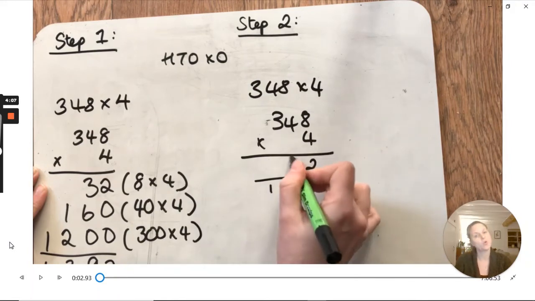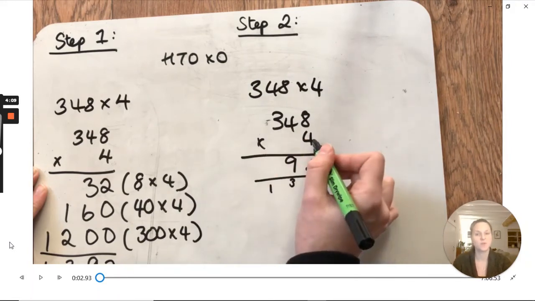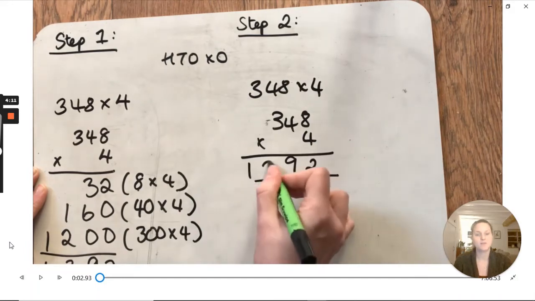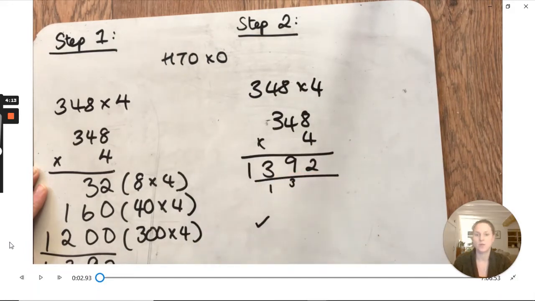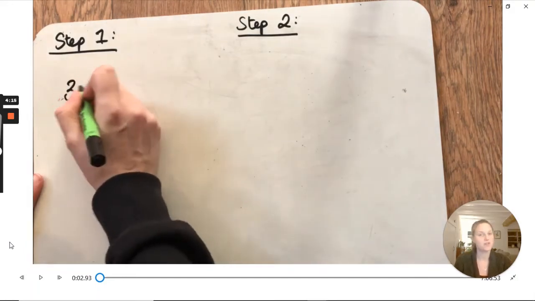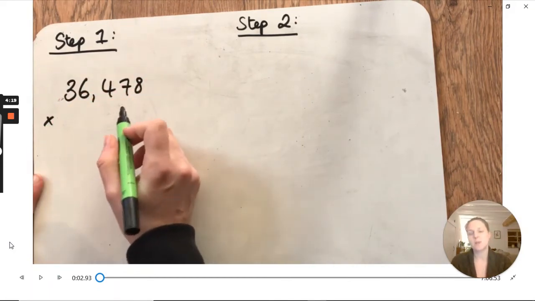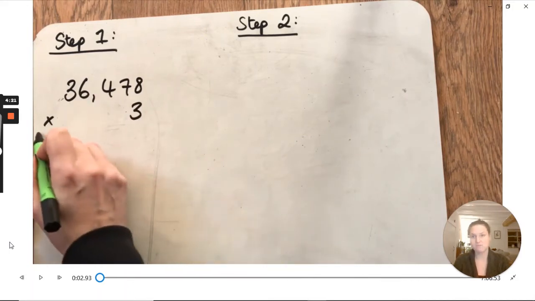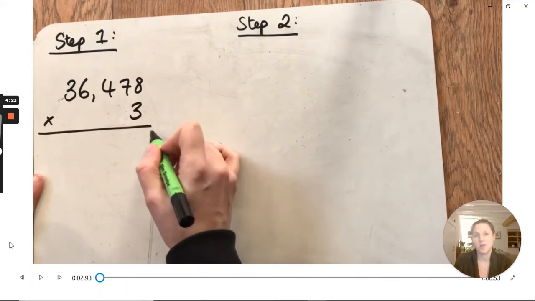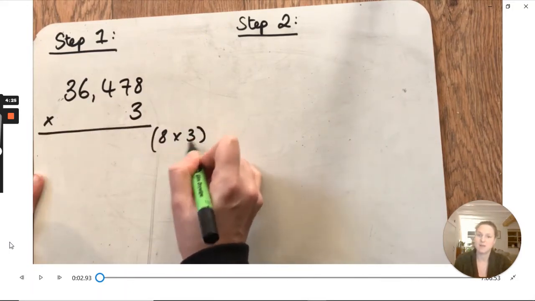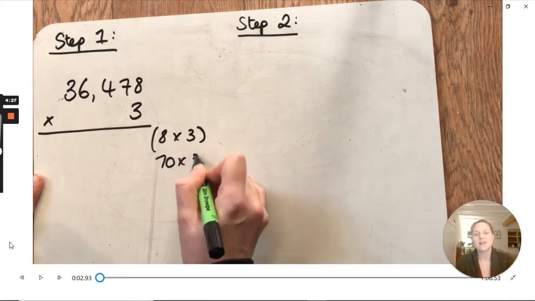This one was 4 times 4, or in fact 40 times 4. And then we've got 3 times 4, or in fact 300 times 4, haven't we? Same answer, just whichever method works for you. Now on this board, I'm going to complete a 5-digit number multiplied by a 1-digit number, which is perfectly doable with the same method. Again, step 1 is the expanded method.